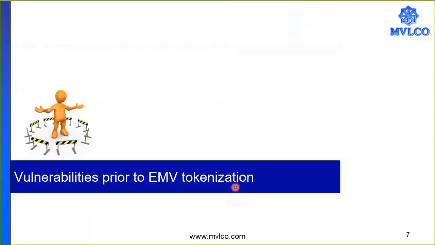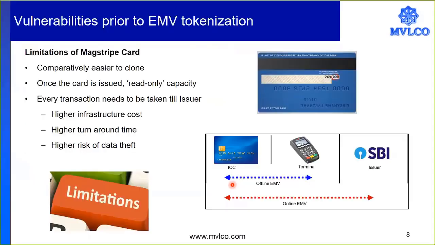Now let us discuss some limitations or vulnerabilities with our traditional magstripe card. If you compare a magstripe card with the latest technology of chip card or EMV technology, it has been found that magstripe cards are comparatively easier to clone. So you simply create a duplicate card or a clone card and go on swiping. That's pretty easy with a magstripe card as compared to a chip card. Further, because this is a magstripe card, once the card is issued, it only has read-only capacity. You cannot change any data on this magstripe, right? That is an additional limitation.